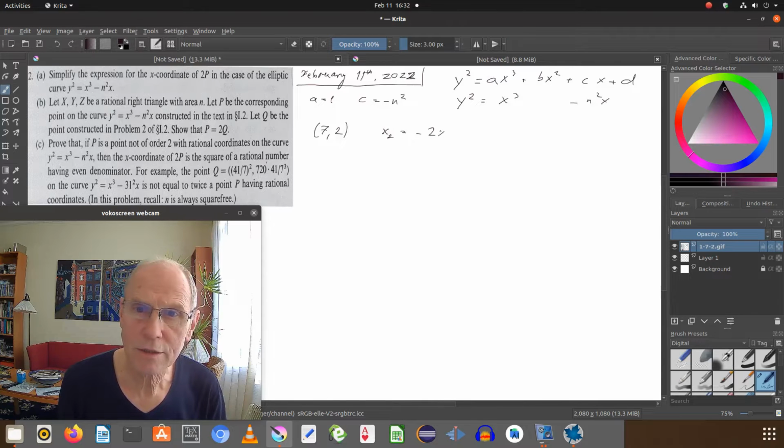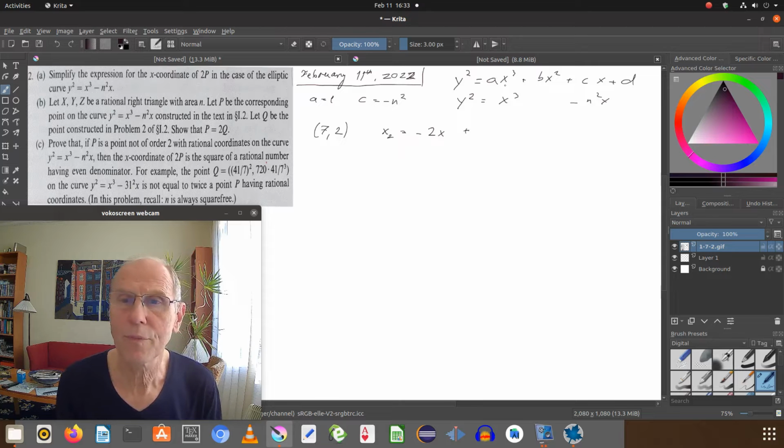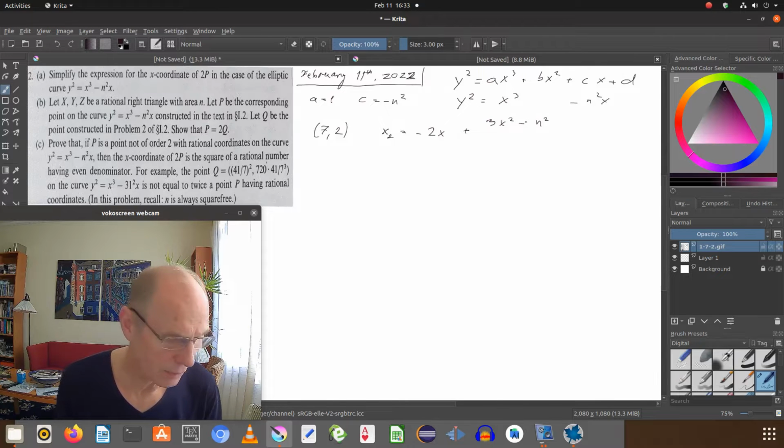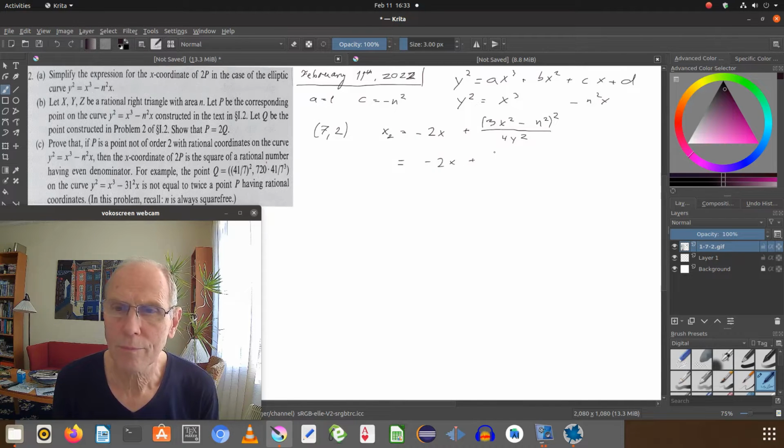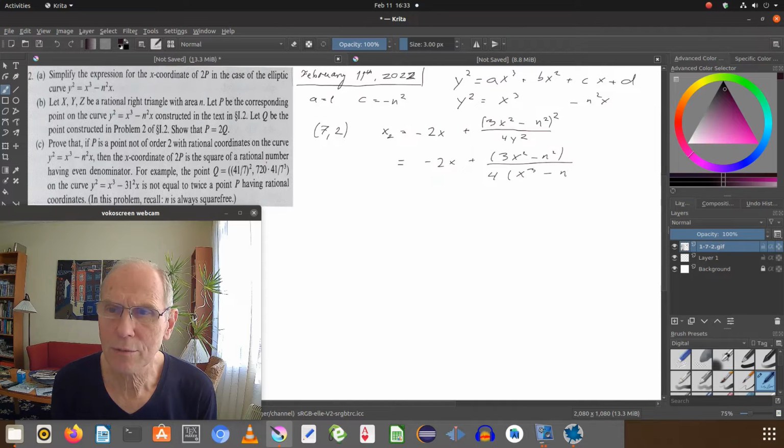Minus 2x plus naught, plus the derivative, that's 3x squared minus n squared, divided by, that has to be squared, divided by 4y squared, and y squared equals x to the third minus n squared x.